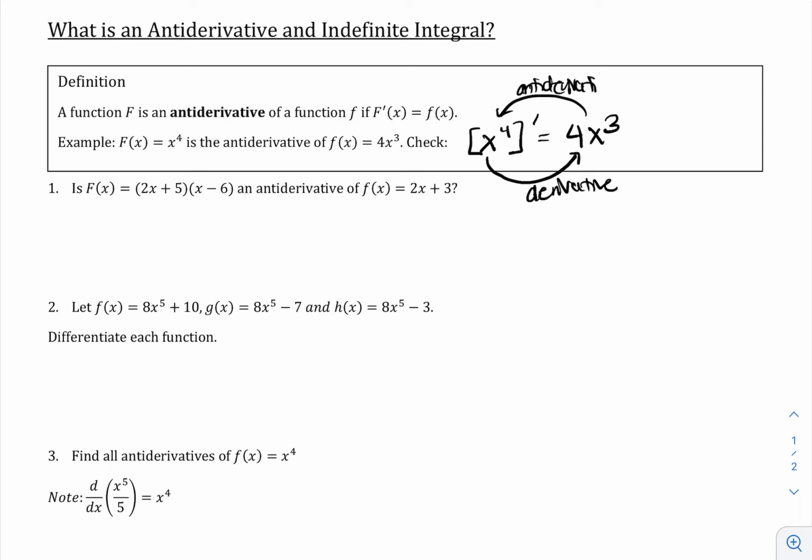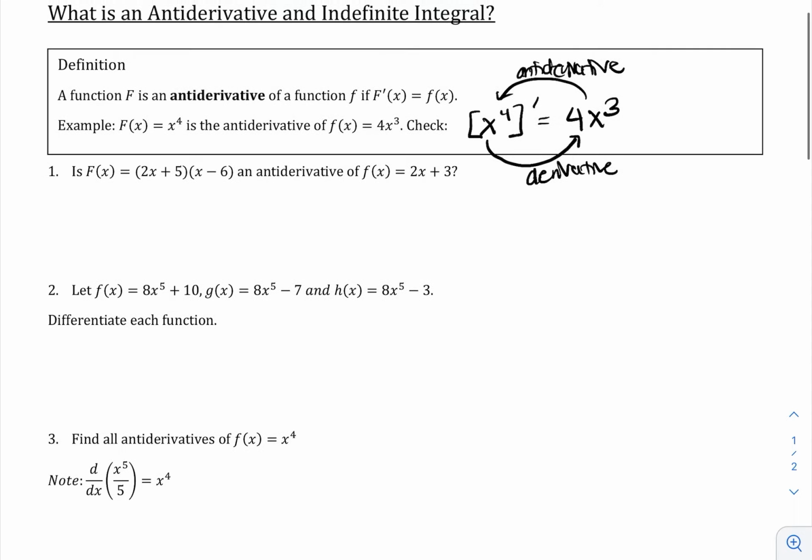So you're going backwards. What's really nice for us is you're actually going to be able to check these answers. When you're finding the antiderivative, you can check if it's correct by doing it the other way and seeing if you get back the derivative. So let's do a few problems to solidify that.